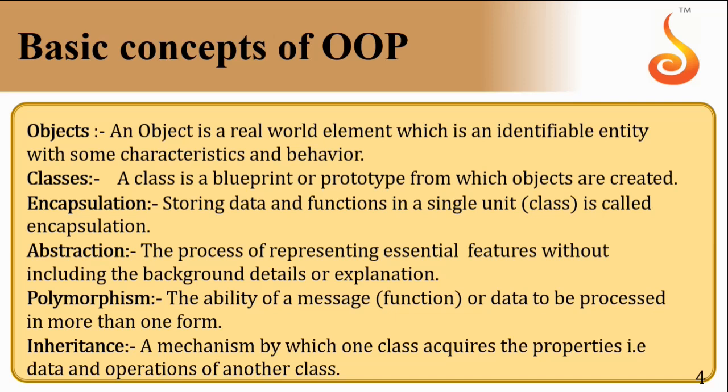Polymorphism or overloading. When we do function overloading, we'll do this in detail. It is nothing but the ability of a message to be processed in more than one form. Poly is nothing but many. Having more than one form or many forms is called polymorphism. C++ supports two kinds: one is operator overloading and the other is function overloading. But for your syllabus you have only function overloading. You don't have operator overloading, but operators can also be overloaded. That is, the same operator can be used to perform different kinds of functions.